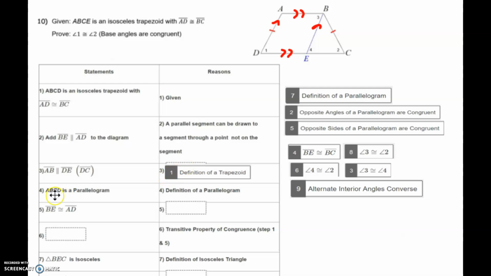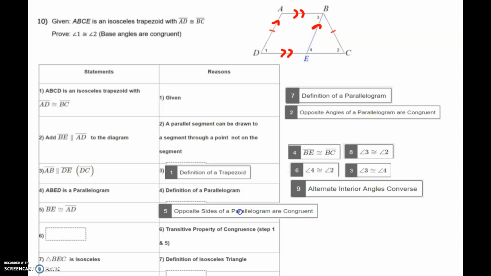So then they ask us to focus on ABED. That's this guy here. And they say we now know this is a parallelogram. By definition of parallelogram, we have two pairs of opposite sides parallel. Well, then from there they ask us to say that BE is congruent to AD. Well, we already have it marked parallel, but why are they congruent? Well, we said this was a parallelogram, and if you recall, one of the properties of a parallelogram says opposite sides are congruent. So I'm going to slide that in. Opposite sides of a parallelogram are congruent.